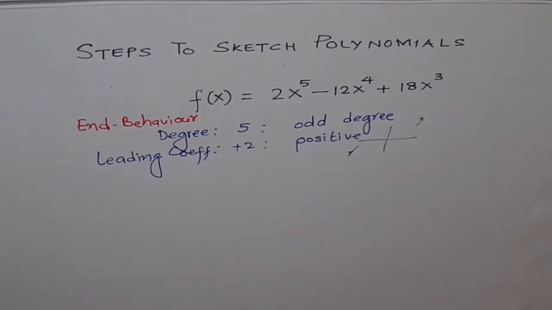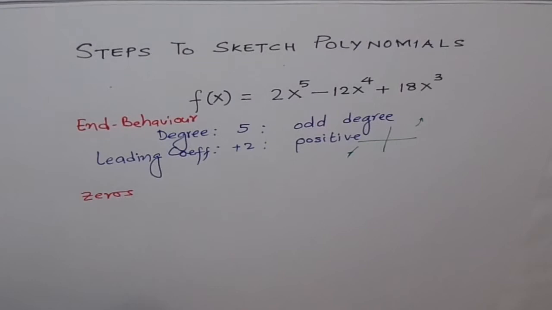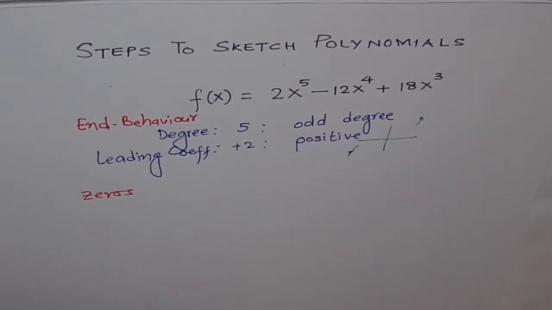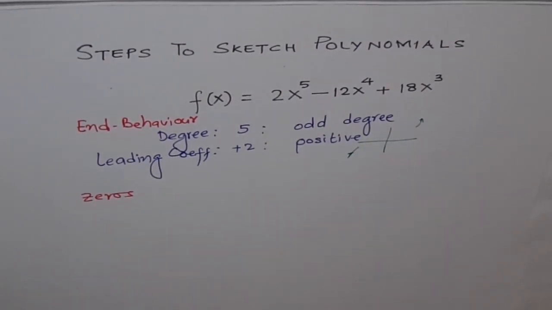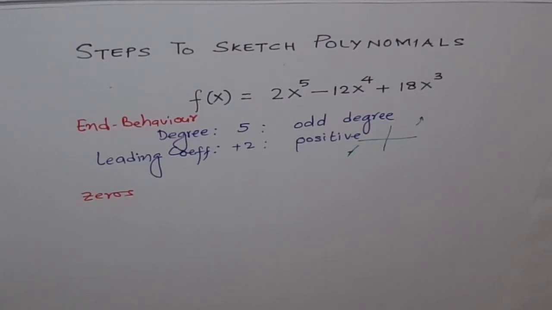Now, we need to find the zeros. Finding zeros is not easy. It could be very, very complicated. You have the remainder theorem and you know how to divide polynomials. You have to have complete knowledge of that. Here, I've taken a very simple example which can easily be factored.